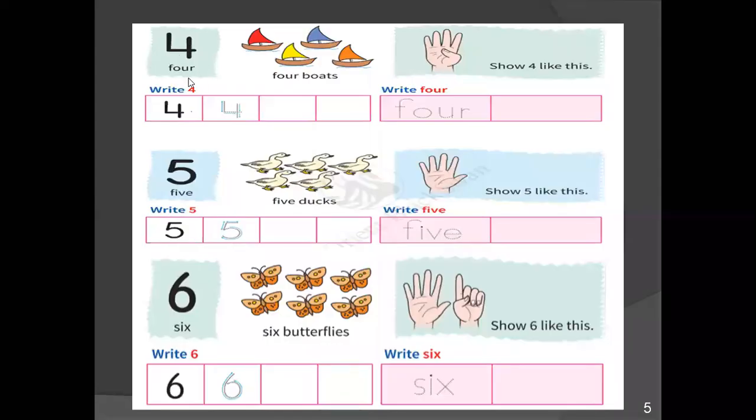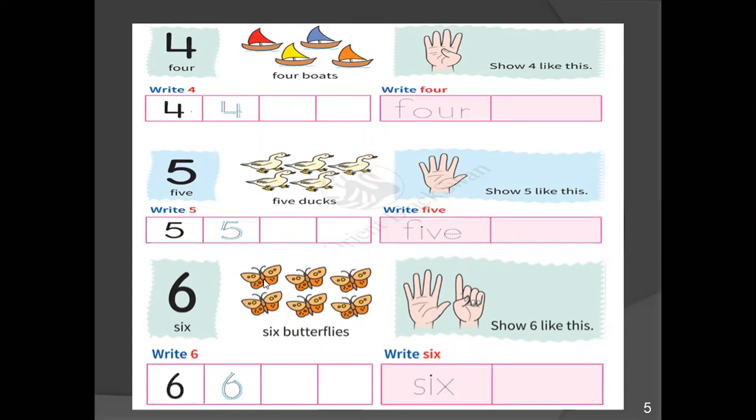Same way, 4. F-O-U-R, 4. 1, 2, 3, 4 ships are there. Fingers, 1, 2, 3, 4. 4 fingers are there. Here you have to write number 4. Here also 4. Here the number name. Okay. 5. F-I-V-E, 5. 1, 2, 3, 4, 5 ducks are there. Fingers, 1, 2, 3, 4, 5. 5 fingers. So same way you have to write 5 in numbers and here the number name.